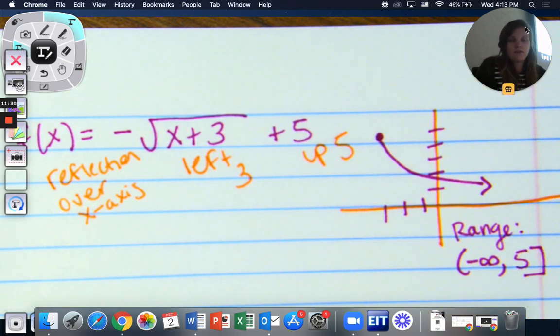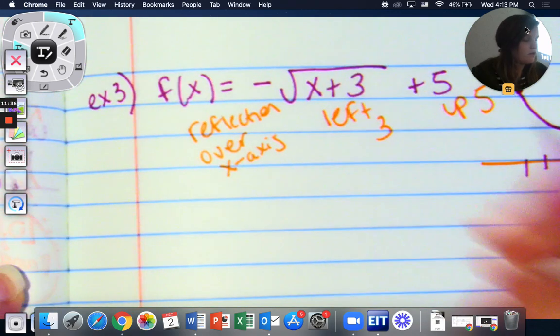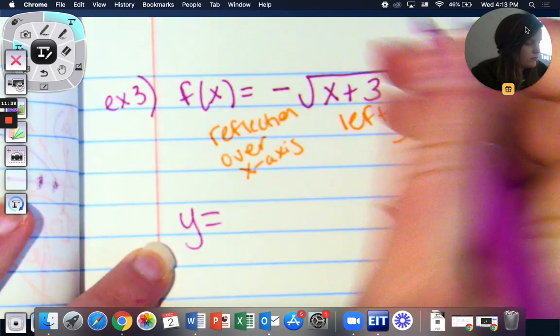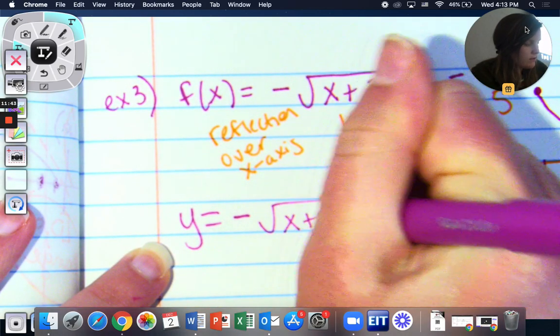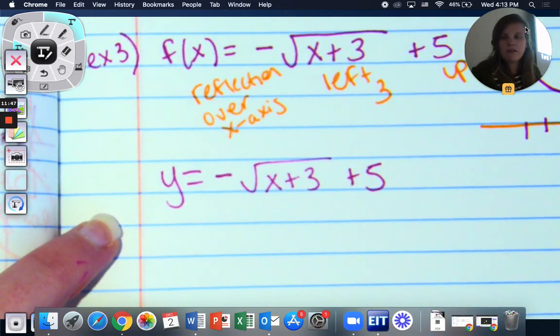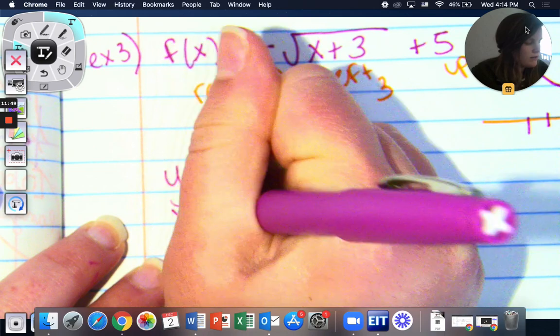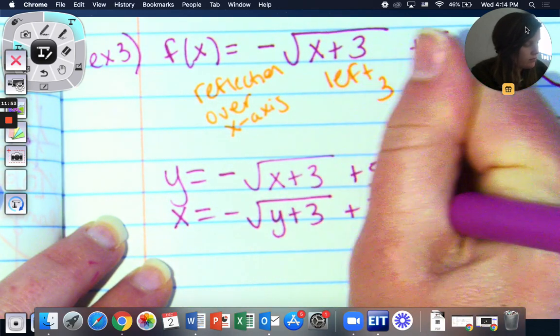Alright, so that original range again becomes the restricted domain once we find the inverse. Okay, so now let's find the inverse. We'll have y equals negative square root of x plus 3, plus 5. So the whole purpose of inverses is to switch x and y. So x equals negative square root of y plus 3, plus 5.